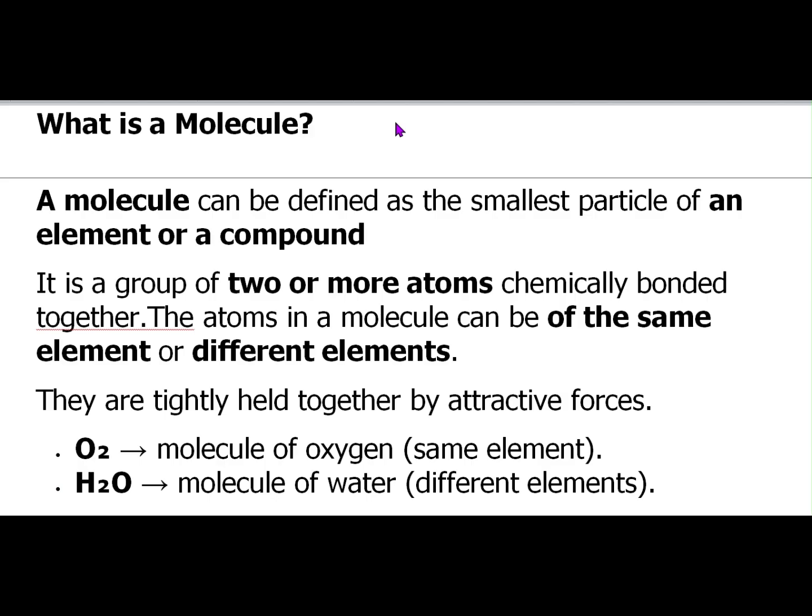So the molecule of water has different elements: one is oxygen, the other is hydrogen. Here, the oxygen molecule has only one element, but two atoms are bonded together. So you are now able to understand the definition: a molecule is the smallest particle of an element or a compound. Element or a compound, that is very important.